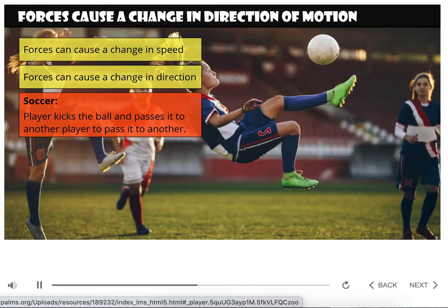In soccer, a player kicks the ball to redirect it to another teammate. If they can pass the ball without it getting blocked by the other team, they can direct it into the net to score a goal. The unbalanced forces cause the change in direction, moving the ball from one player to the other.